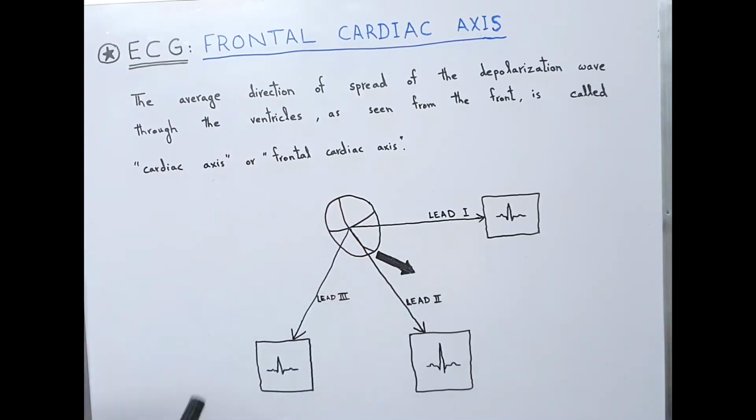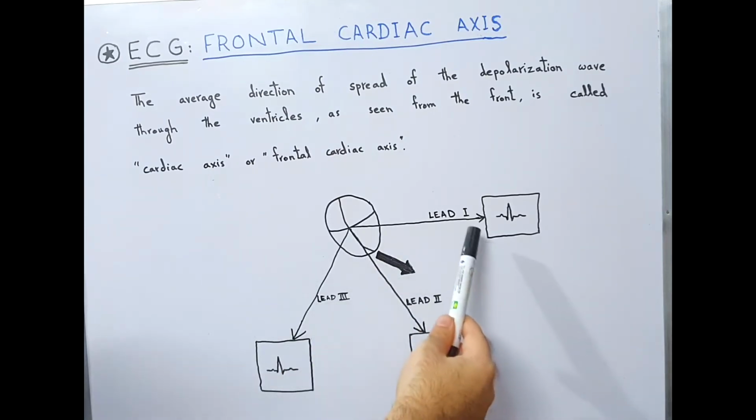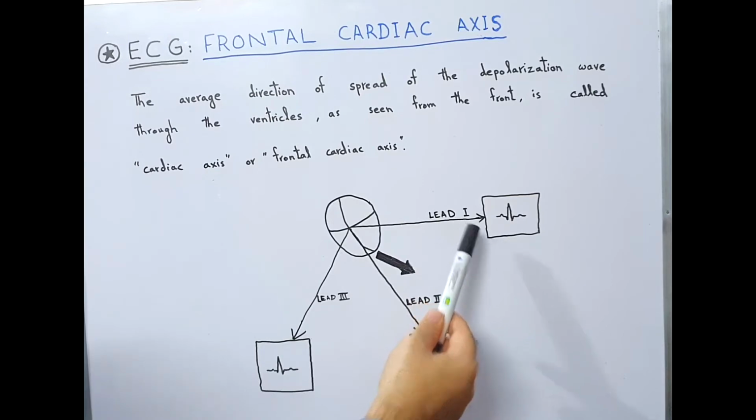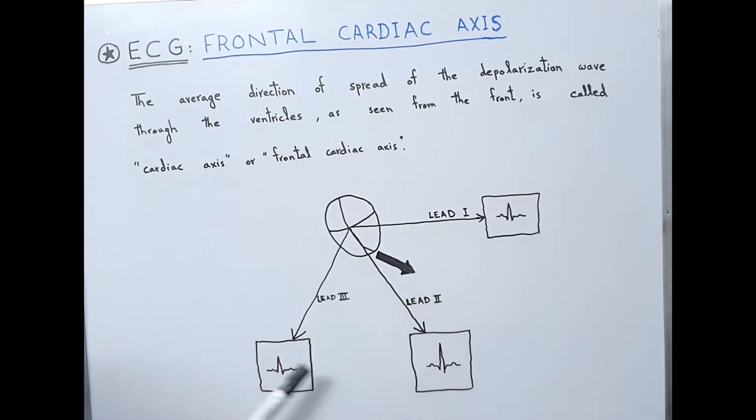The normal cardiac axis is directed in this direction as shown by this arrowhead. As we know, lead 1 is seeing the heart from this angle, lead 2 is seeing it from here, and lead 3 is seeing it from here. So it is directed towards lead 2. The maximum positive deflection will be in the second lead, lead 2.